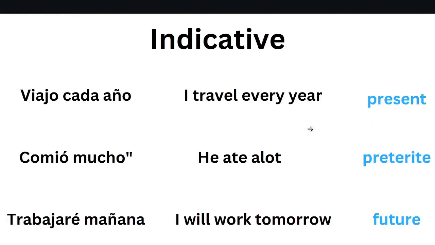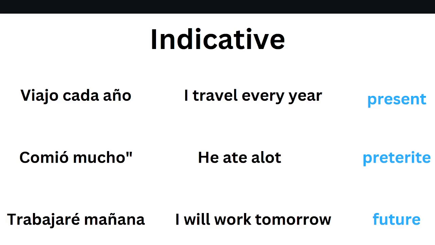So going into the first and the most used mood, which is the indicative. The indicative mood is actually 85%, maybe even more of our daily conversations. We talk about facts, we talk about past, stories, future, things like that. And so this mood is very important. The tenses that we learn are usually the first tenses we learn in Spanish, like present tense, imperfect, etc.